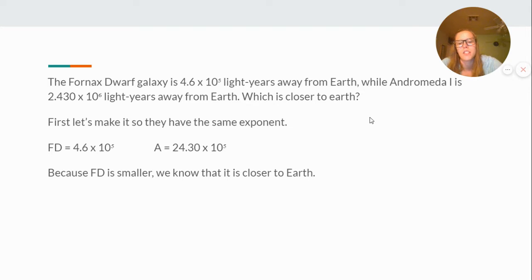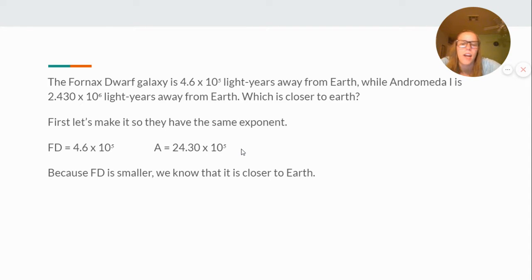First, the easiest way to compare numbers written in scientific notation is to write them with the same exponent, or the 10 to the power, because then it's way easier to compare them. The Fornax dwarf isn't going to change, but Andromeda is going to change. So we'll write it as 24.30 times 10 to the 5th.